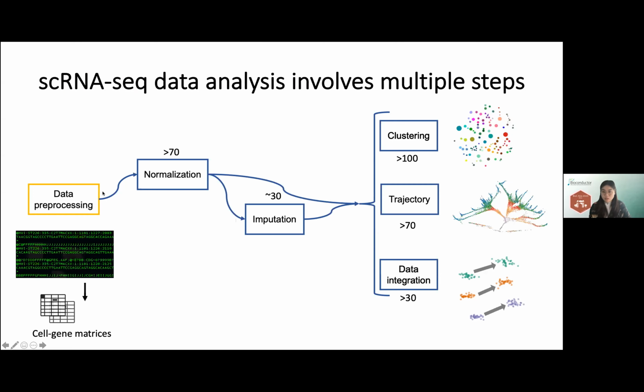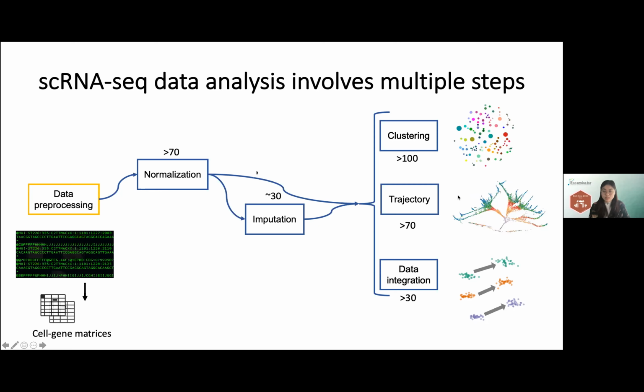Afterwards, we apply normalization methods to remove the influence of technical bias. And sometimes we apply imputation methods to deal with the sparsity of the counts. And often it depends on different aims. We will apply clustering methods to find the cell state or cell type, and sometimes, to find slightly different stages of development, we apply trajectory analysis. And also, if you have multiple samples, you apply integration methods.